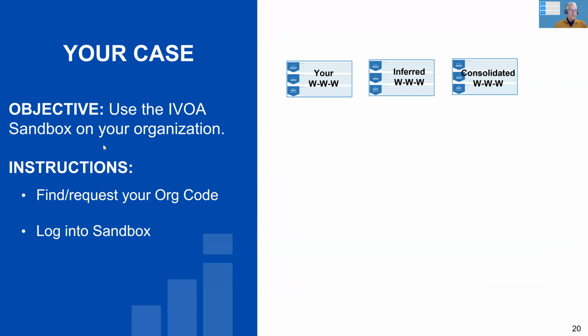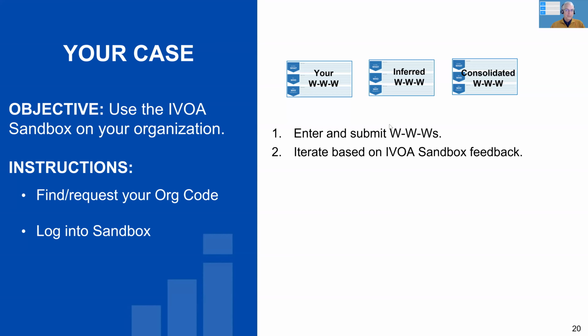So given that, we want to give you the chance now to use the iVoa Sandbox on your organization. If you haven't already, find the link in the chat and request an org code. Tasha will set one up and send you an org code to enter your www. Then you might want to infer your www from your website or management presentation or brochure, and then go ahead and do a consolidation between the two.